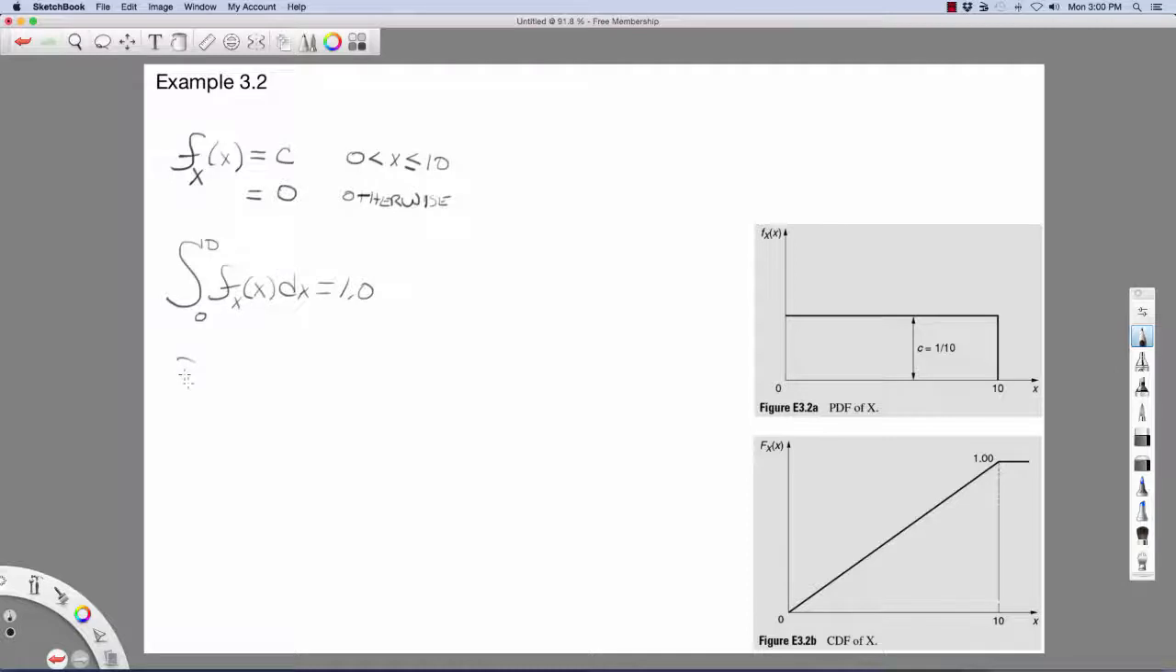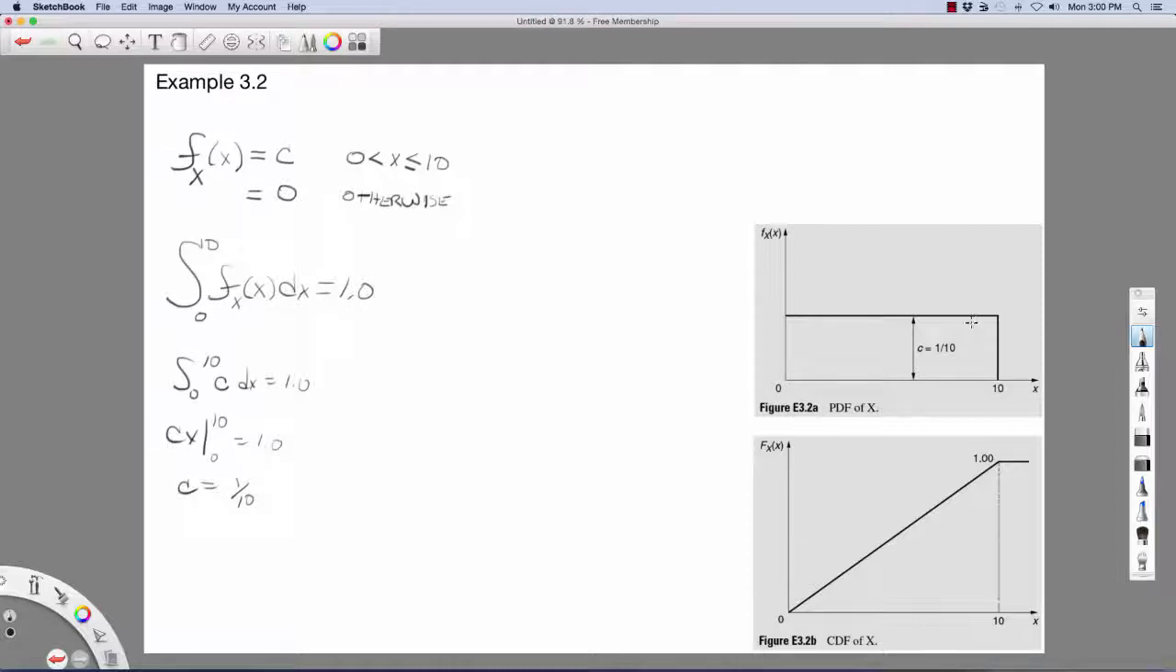So this is really the integral from 0 to 10 of that constant c dx is equal to 1. So we evaluate cx at 0 and at 10 equal to 1, and we end up with c is equal to 1/10. So the plot of 1/10 is the PDF over the length of the beam.